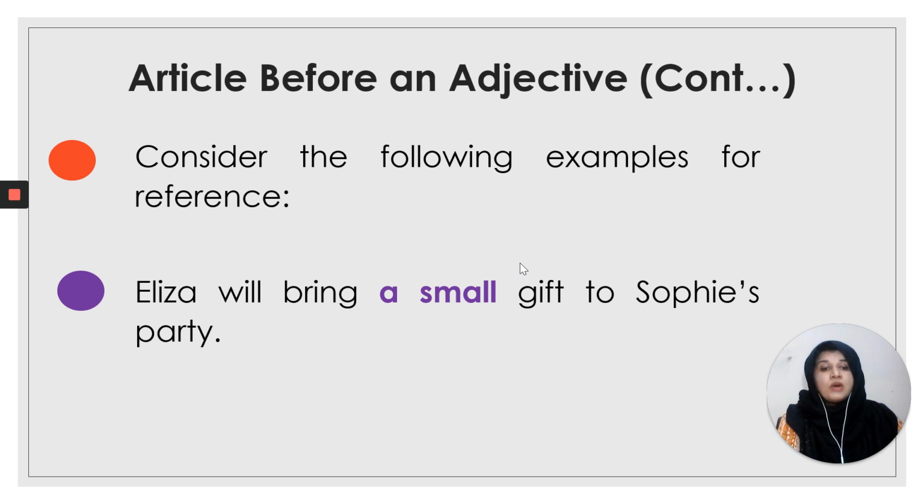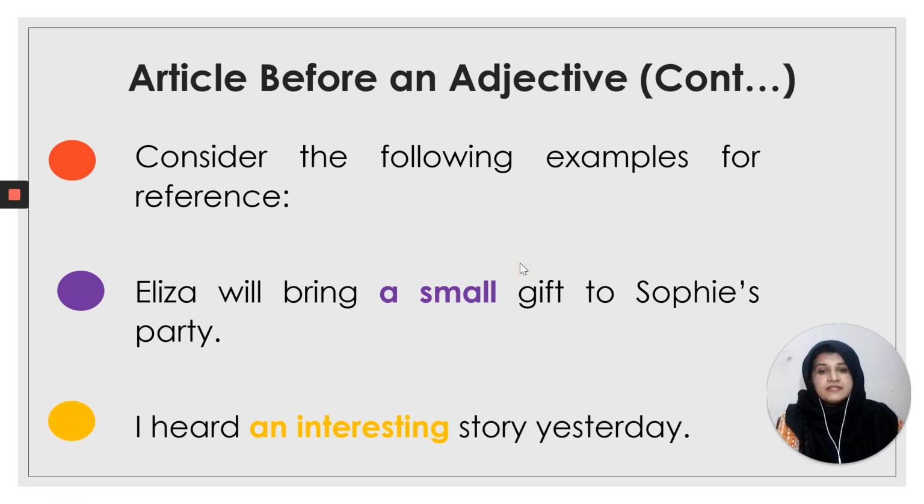For example, look at this example. Eliza will bring a small gift to Sophie's party, right? Small is an adjective, and we have to look at the first letter of the adjective. If it is giving a consonant sound, then we'll make use of a, and if it is giving a vowel sound, then we will give an, right? Another example, I heard an interesting story yesterday. I hope it's clear to you.